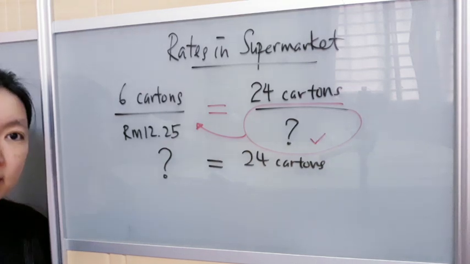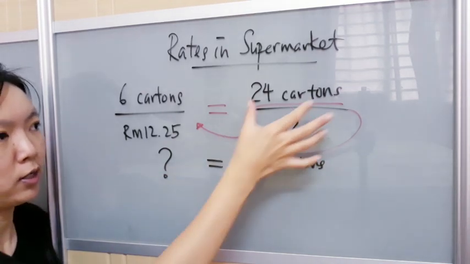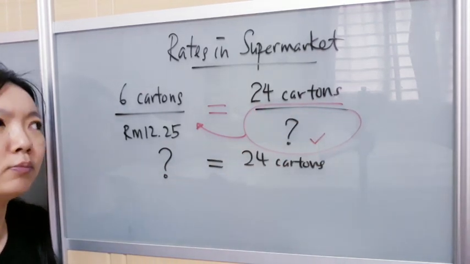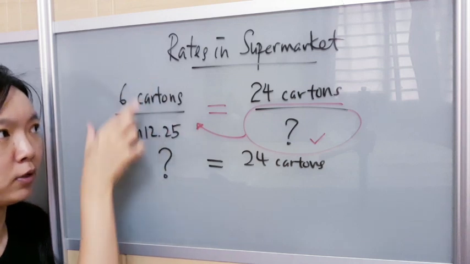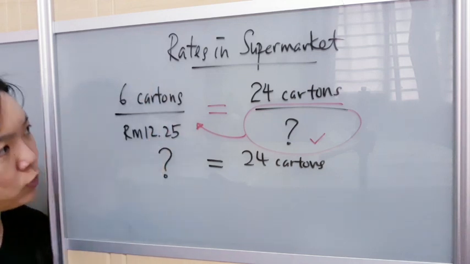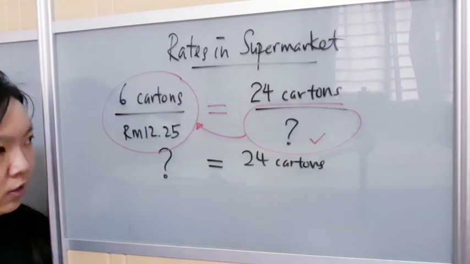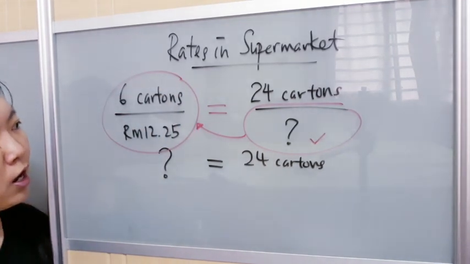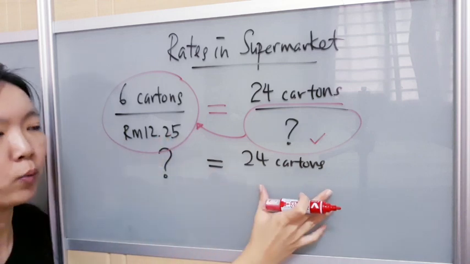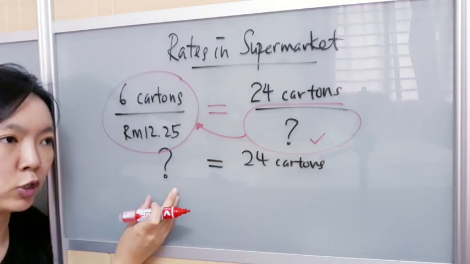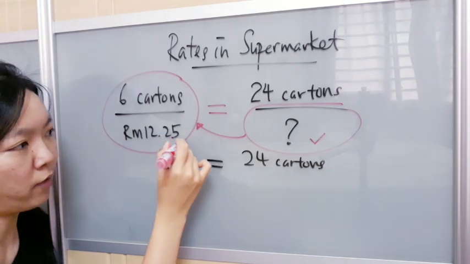What should I do next? Here is the question mark, here is the number. So the next is this number. There is a huge number here: 6 cartons per RM12.25. I'm going to move all these numbers to the right. Why? Because I want to separate the question mark and the numbers. Bring everything to the right.